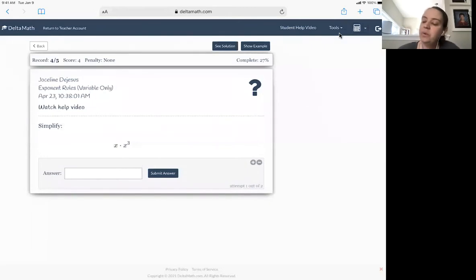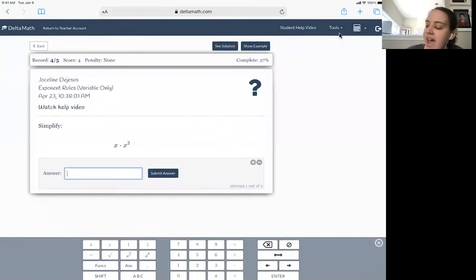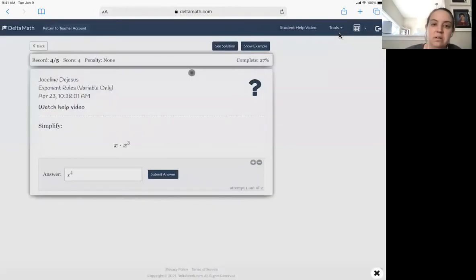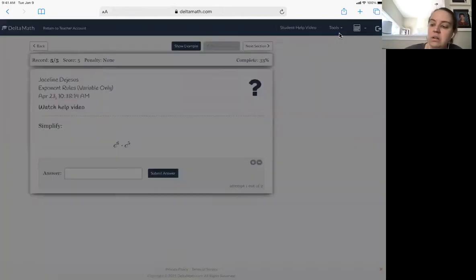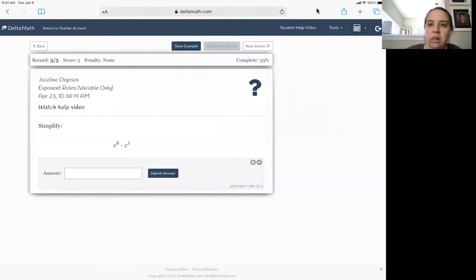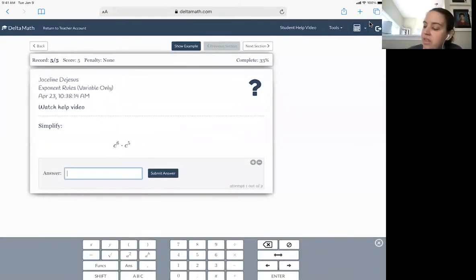So this next one would be x to the 4th. If I add 1 plus 3, this is x to the 4th. Good. All right. We are going to keep going. For more exponent rules, this one would be c to the 11th.